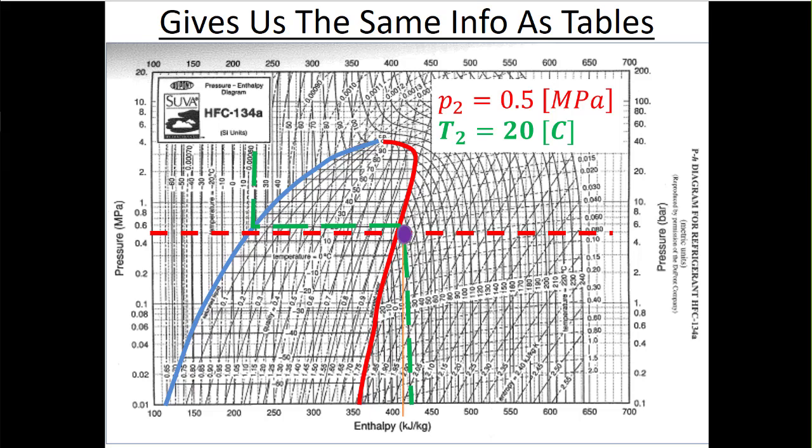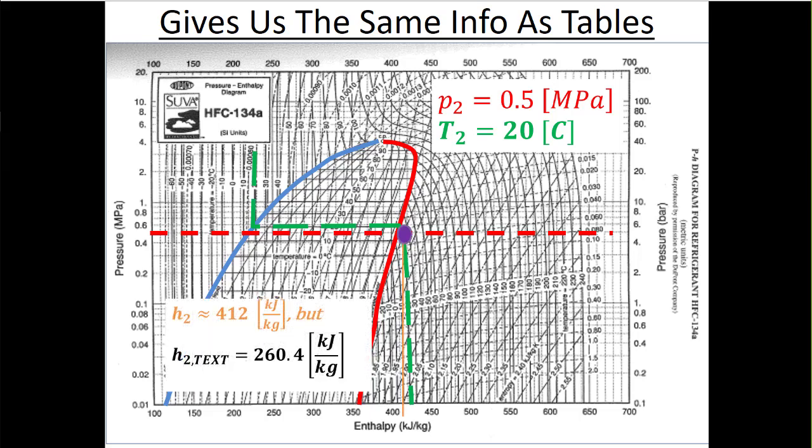Now we can draw a vertical line down and we get a value. Here I'm going to say that's about 412. If you were graphically doing this, maybe you would have a different number, and that's okay. But if I look this up in the table, it's going to tell me 260.4. Either number is fine, but it's like Ghostbusters. You can't cross the streams, right? You have to use either the chart or the textbook tables. You can't go back and forth.